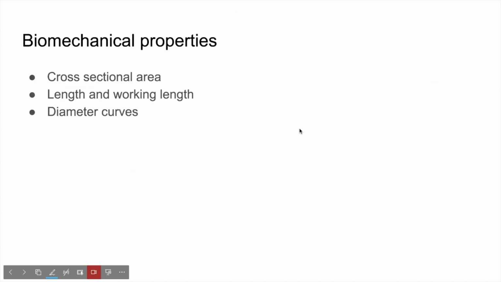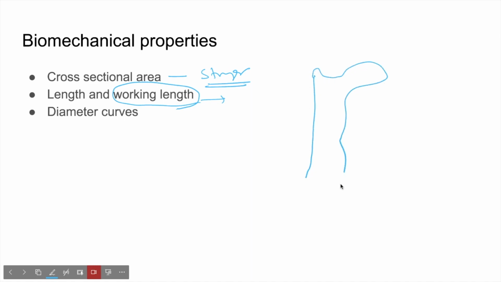Now coming to the biomechanical properties of the nails. One is the cross-sectional area. The greater the cross-sectional area, the stronger it is. Now we have a concept of the length of the nail and the concept of working length. The length of the nail is the total length of the nail which is put in the bone.